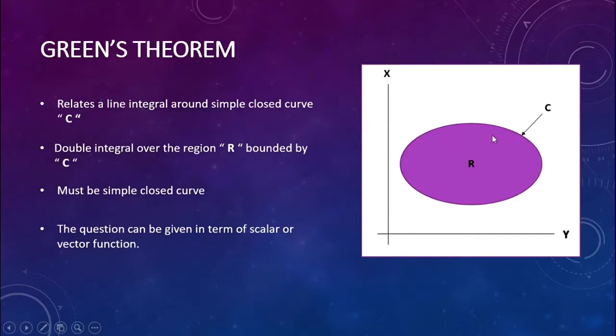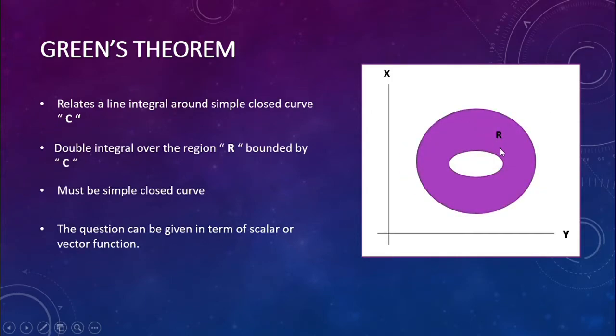So the purple color is the region, and this is a smooth curve. Piecewise smooth means that there is no hole in between the curve. For example, this one. This is not piecewise smooth because there is a hole in between the curve.